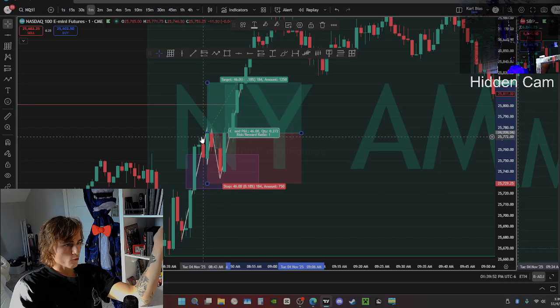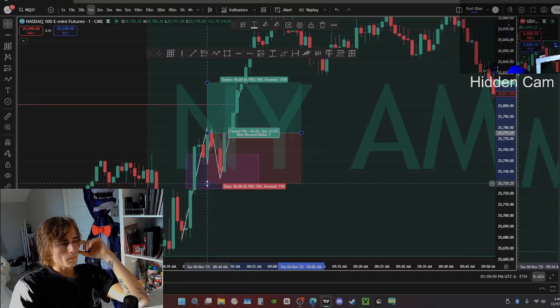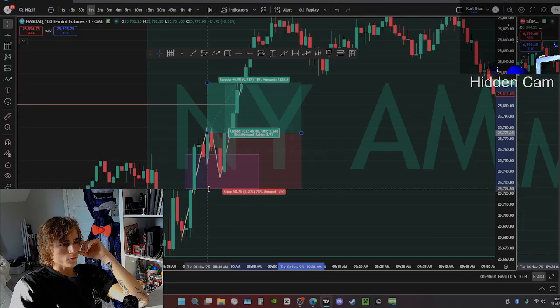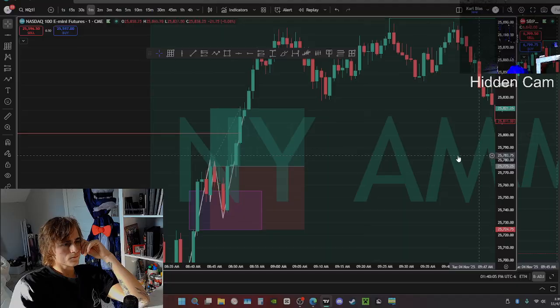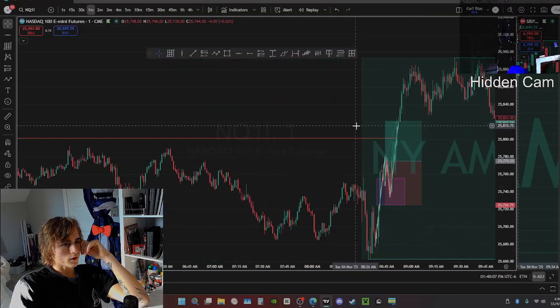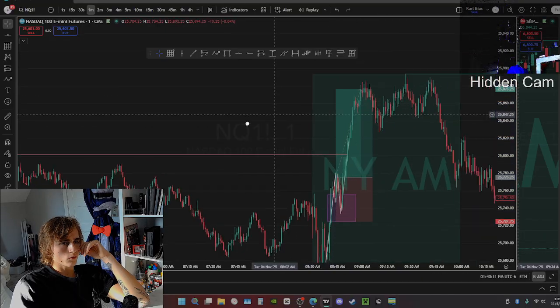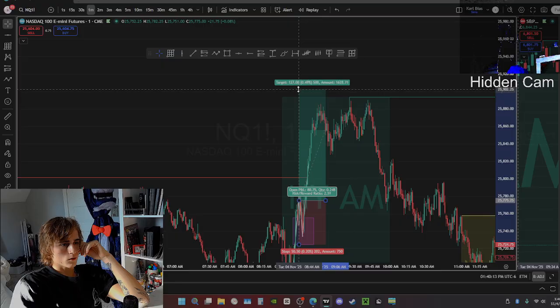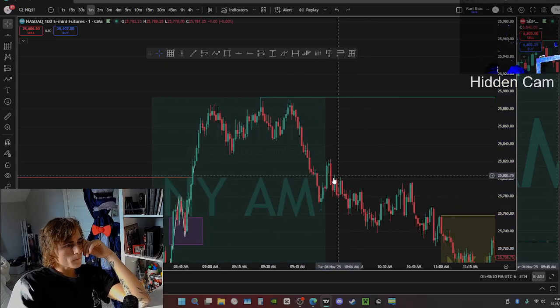We even broke structure over this high, okay? And I'll talk about break of structure in different videos, but stops underneath the FVG. You could have targeted simple 1-to-1, even a 1-to-2, okay? You could have targeted a 1-to-3 almost with just this fair value gap.